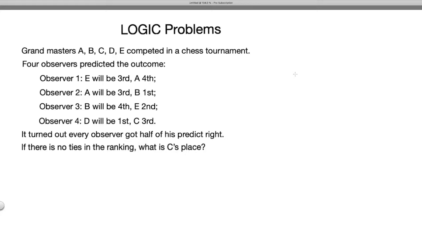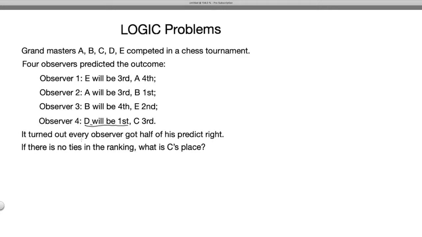Grandmasters A, B, C, D, E competed in a chess tournament. During the tournament, 4 observers predicted the outcome. Observer 1 said E will be third, A fourth. Observer 2 said A will finish third, B first. B is very strong. Observer 3 said B will be fourth. Definitely observer 3 is not very impressed by B. And E will be second. Observer 4 said D is my strongest player. D will be first, C third.